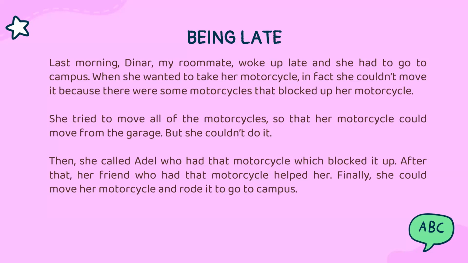When she wanted to take her motorcycle, in fact, she couldn't move it because there were some motorcycles that blocked it. She tried to move all the motorcycles so that her motorcycle could move from the garage, but she couldn't do it. Then she called the friend who had the motorcycle which blocked it. After that, her friend who had that motorcycle helped her. Finally, she could move her motorcycle and rode it to go to campus. Right. Thank you, Aisha, for reading this story.